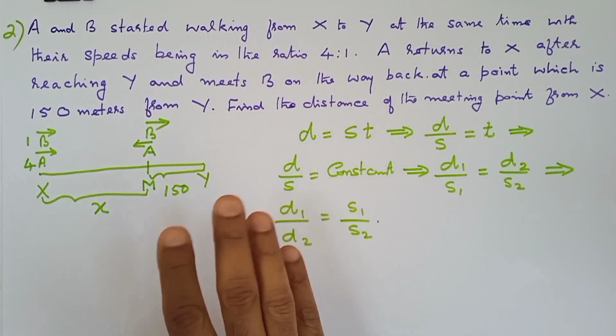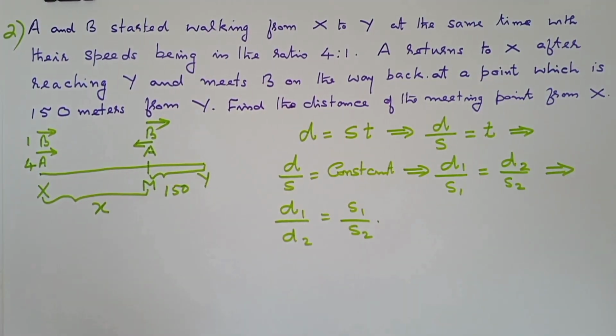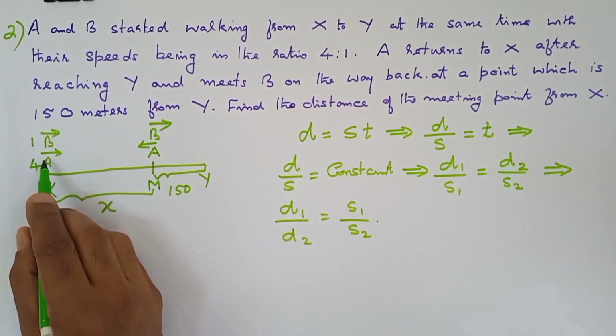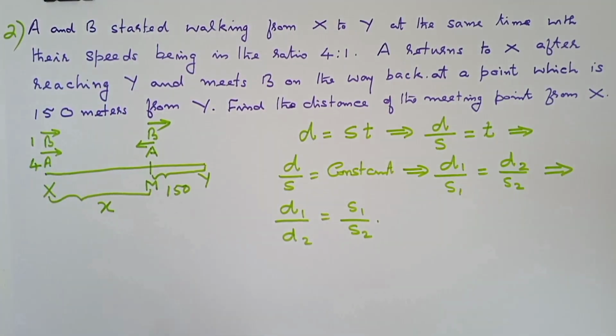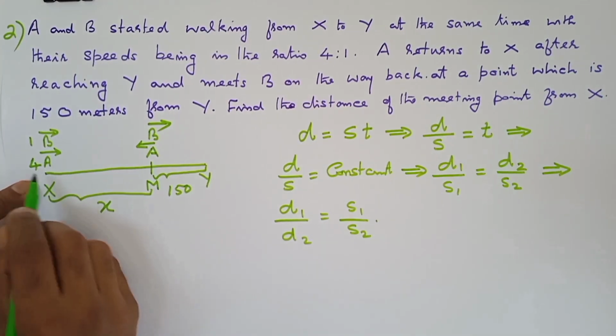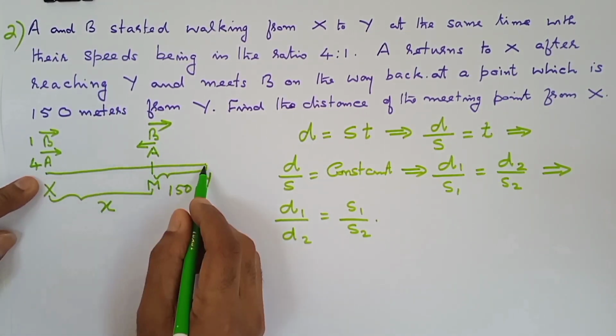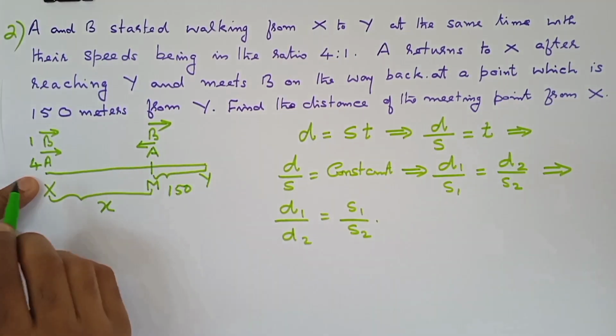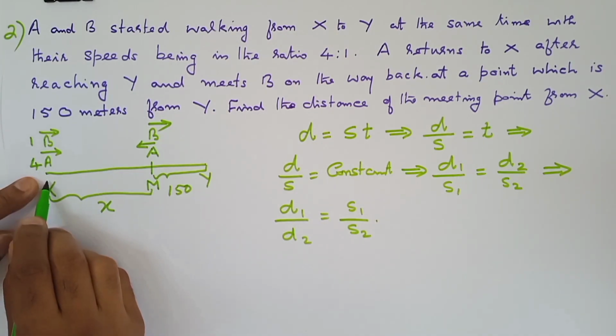All these basic points I have covered in another video whose link is given in the description below. Now let's work out the distances covered by A and B separately. See, by the time A moves from here to here and comes back here, during the same time B has moved from here to here.